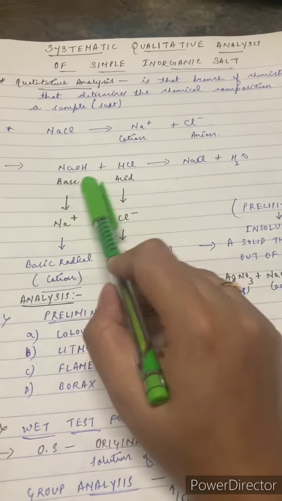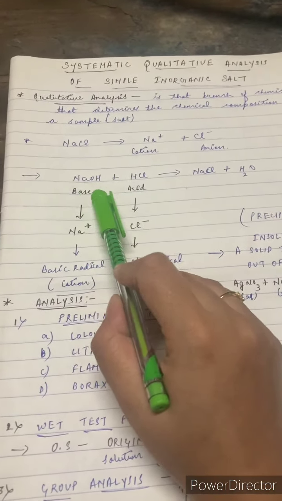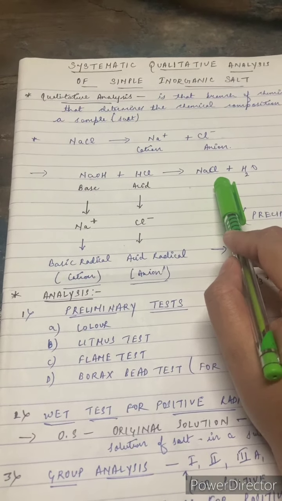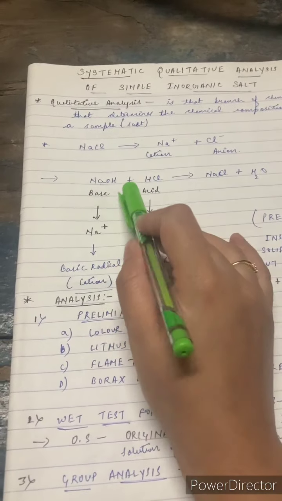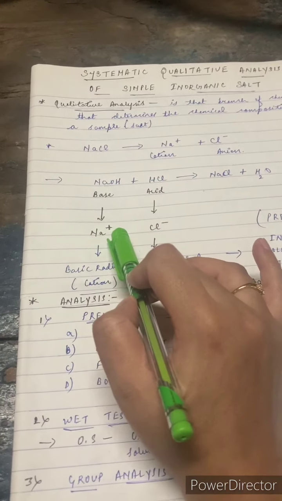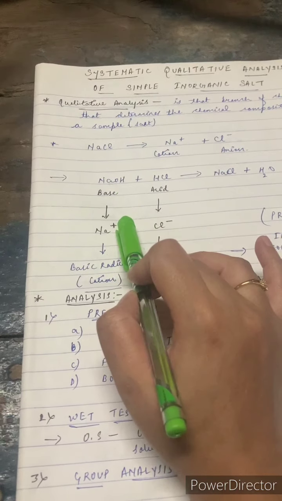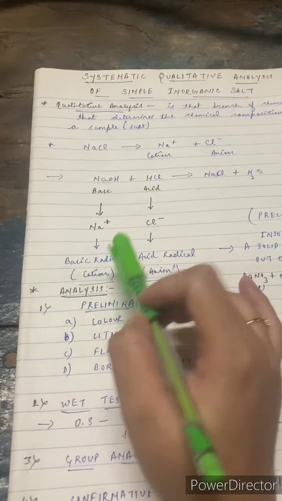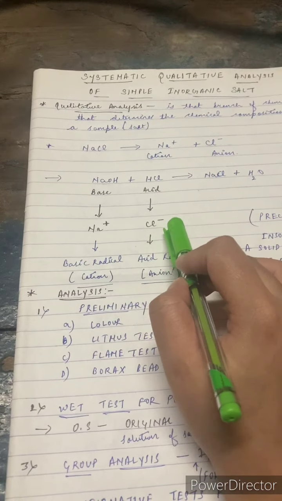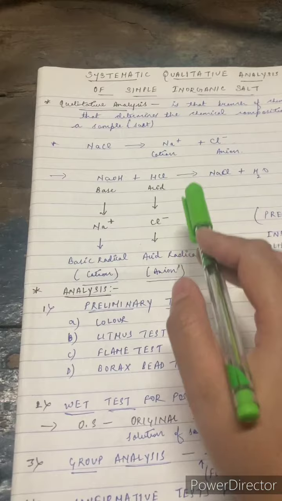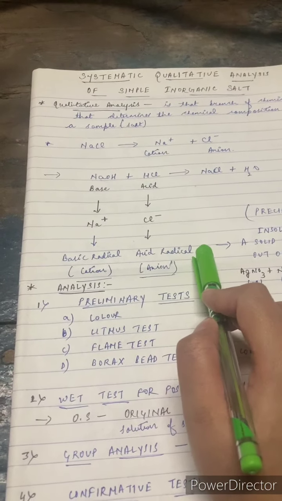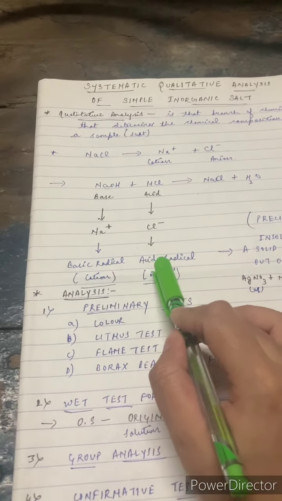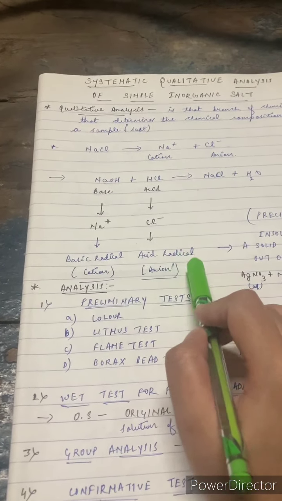Let's take this reaction: NaOH + HCl gives NaCl + water. Now NaCl is my salt, but we see that NaOH is the base and we derived this positive ion from the base. That's why we call it the basic radical, or cation. Similarly, we derived this chloride ion from the acid, which is the HCl. That's why we call it the acid radical. So basic radical or cation is my positive radical, and acidic radical or anion is my negative radical.